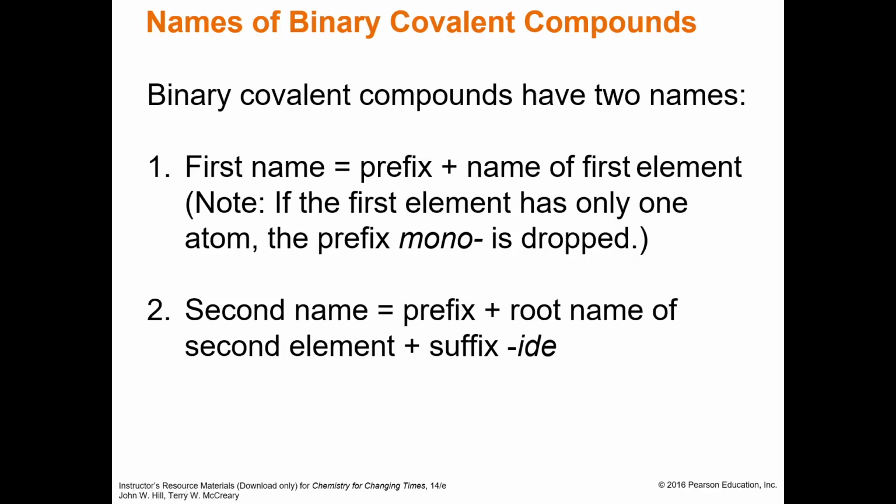The second name will be the prefix plus the root name of the second element plus a suffix, which is usually "ide." Okay? And this is much like the ions. When you do the ionic compounds, you put "ide" as the suffix for all those. Notice that the second name, you always put a prefix. Even if it be mono, it gets a prefix.